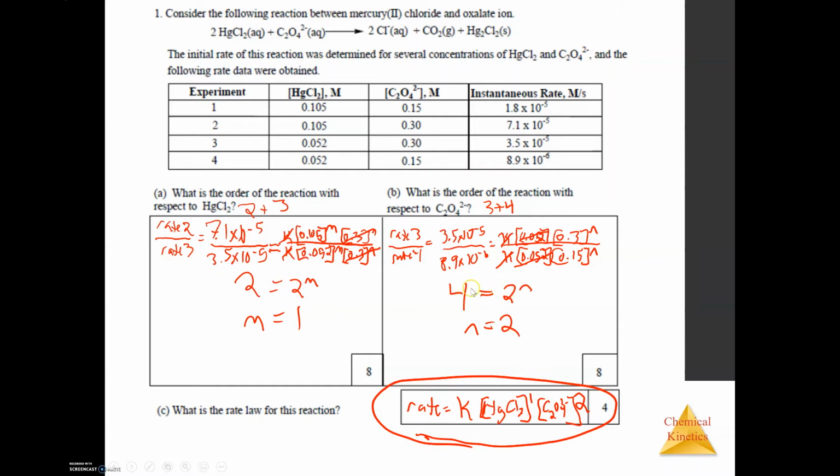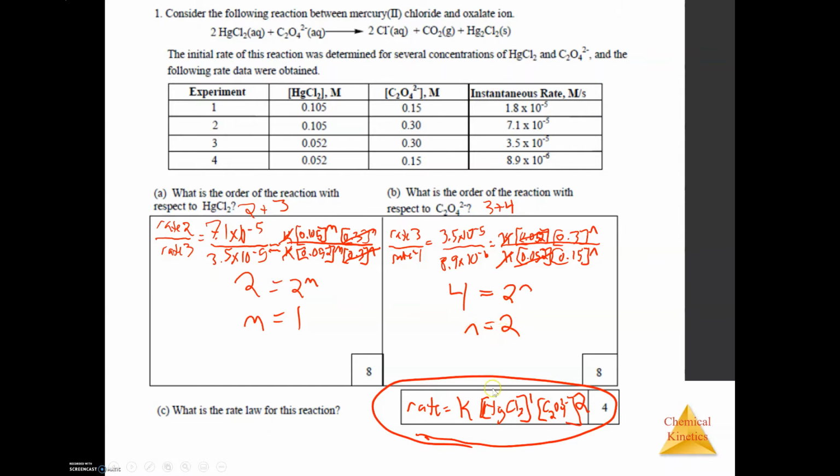And that's a good indicator that you're dealing with a second order, because they're not proportional to each other. Over here, you see that 2 is equal to 2 to the m, but here it's 4 is equal to 2 to the n. So they're no longer proportional. As the concentration doubled, the rate quadruples. So n is equal to 2.